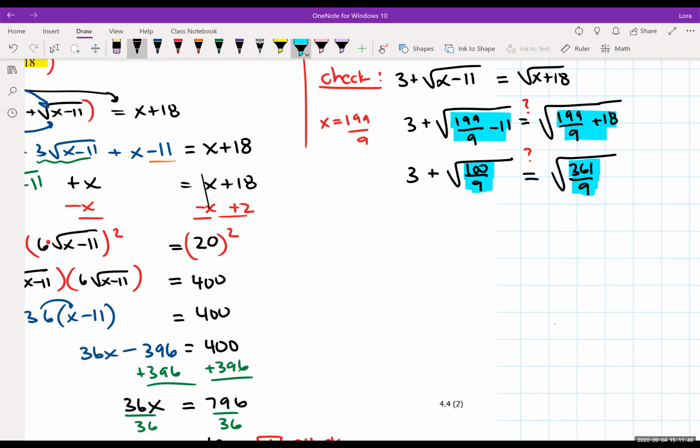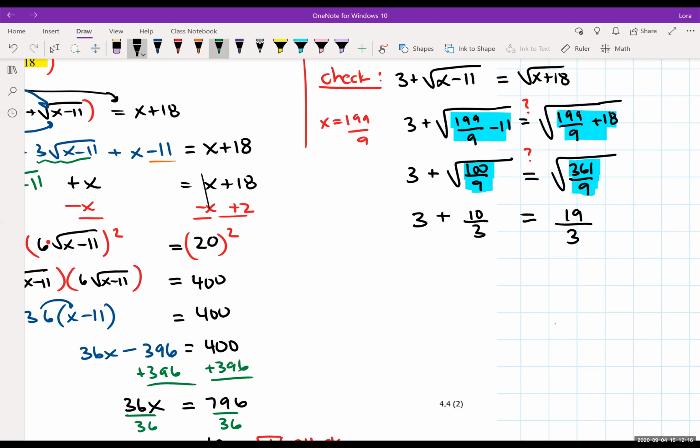Now, at least, I can simplify this radical. Square root of 100 is 10, square root of 9 is 3. It's a little nicer. And 361, I really don't know off the top of my head if this ends up being nice. So let's see. I'm taking the square root of 361 and I'm actually getting a 19. Square root of 9 is 3. So we kind of want to see is 3 plus 10 thirds, 19 over 3.